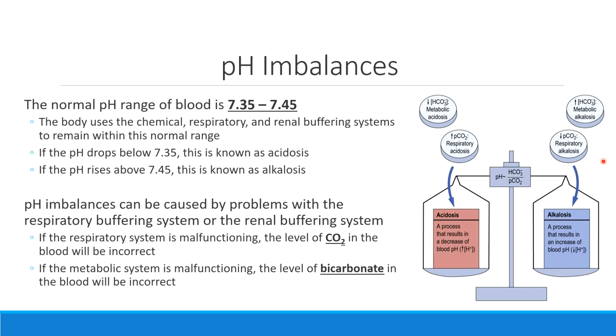And the opposite is true as well. If we have too much bicarbonate in our bloodstream, or too little carbon dioxide, both of these lead us to this state of alkalosis, where we're too basic. Notice that when we have a problem with the bicarbonate ion, that's a metabolic alkalosis. When we have a problem with carbon dioxide, that's a respiratory alkalosis.